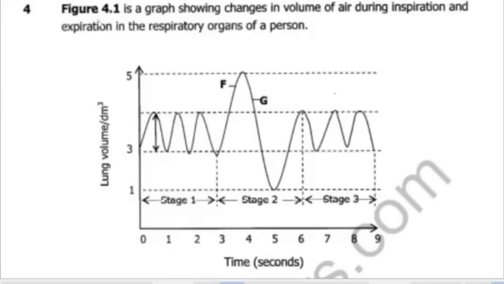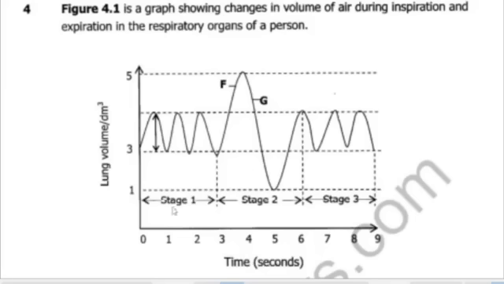The question reads, figure 4.1 is a graph showing changes in volume of air during inspiration and expiration in the respiratory organs of a person. So this is the figure right here, figure 4.1, which is showing a graph, and this graph is showing the changes in volume of air during the inspiration and expiration in the respiratory organs of a person. So here in the y-axis we have lung volume, okay. Then in the x-axis we have the time measured in seconds.